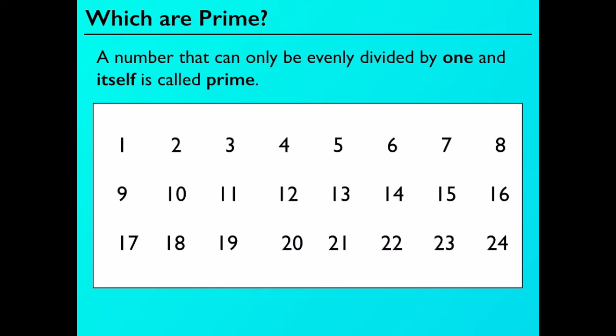So, for example, the number 2 can only be divided by 1 and itself, so it's prime. 3 can only be divided by 1 and itself, so it's prime. Now 4 can be divided by 1, 2, and 4. So 4 is not prime. Try the rest on your own.